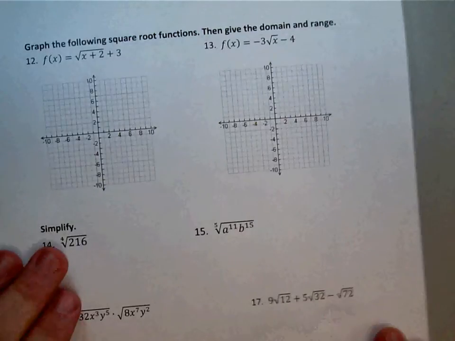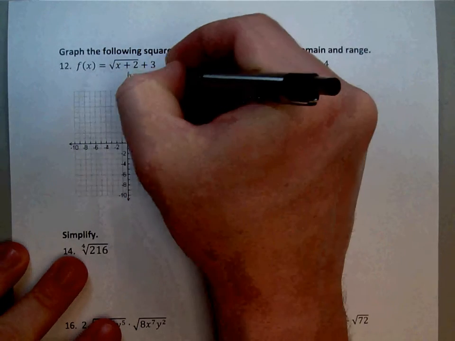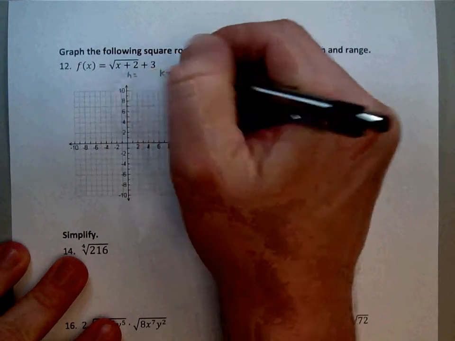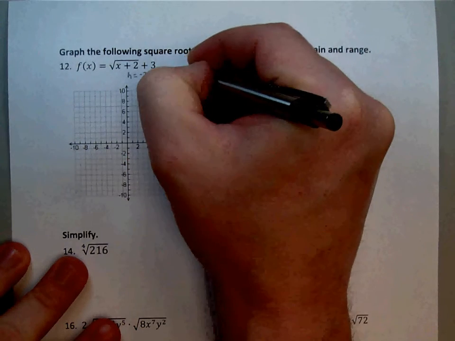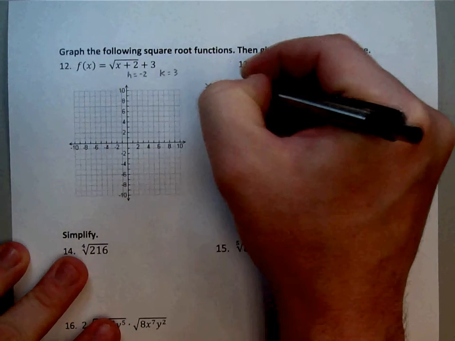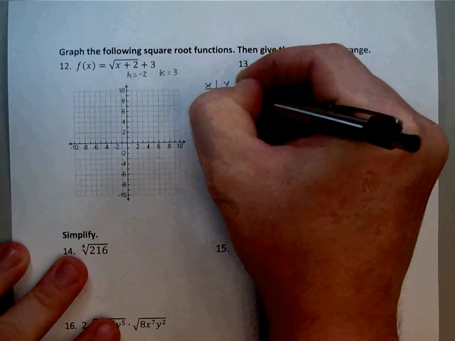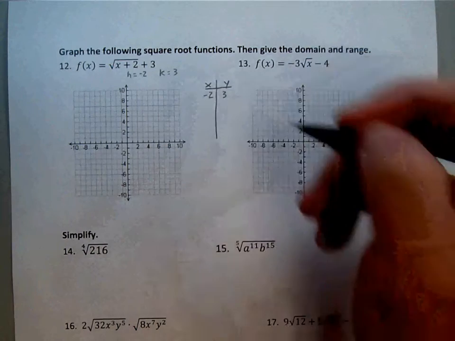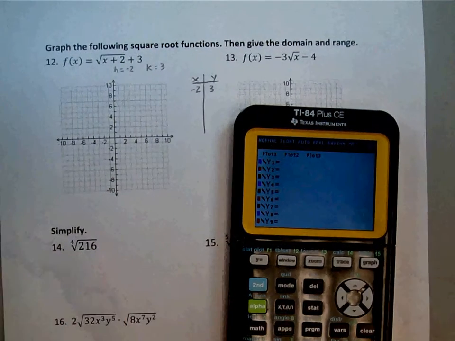On the back page, it's wise to recognize the h and the k. For h, we have to switch signs, so it's a negative 2. K is the 3. So when I make my table of values, we start with the h and the k. So negative 2, 3. If you're not sure what to plug in, you can always plug it in the graphing calculator.